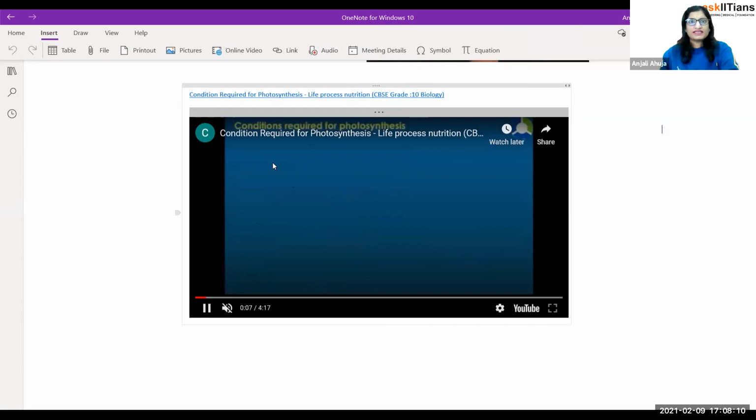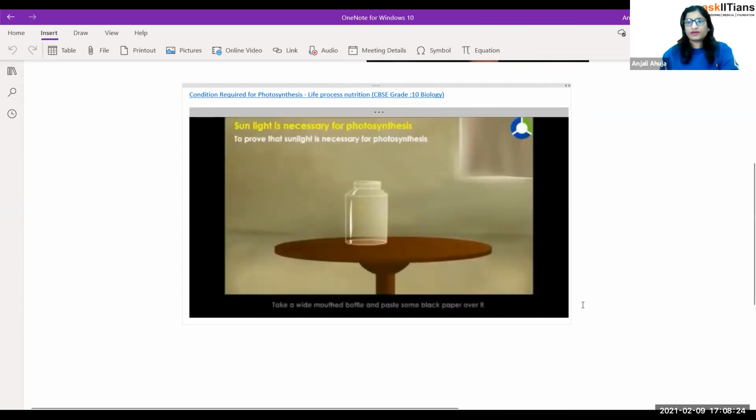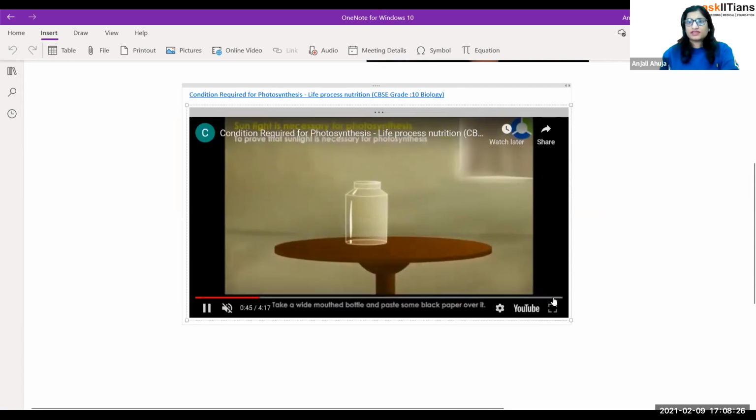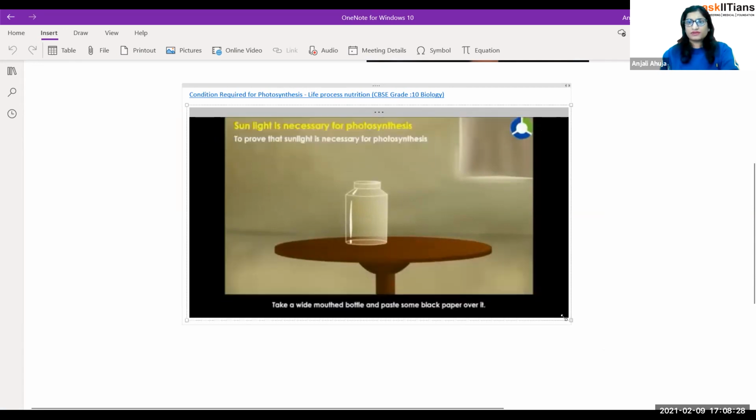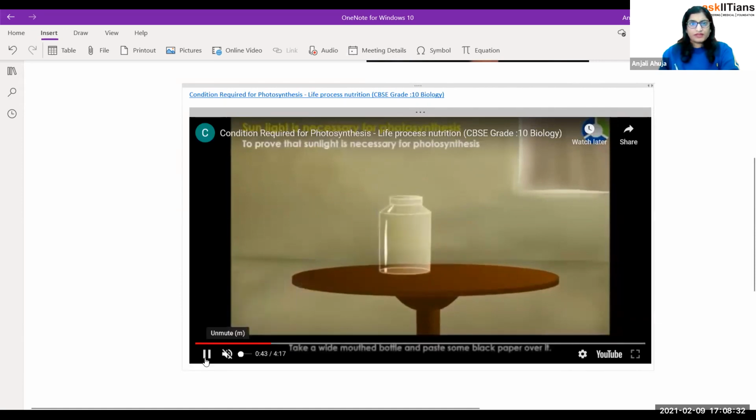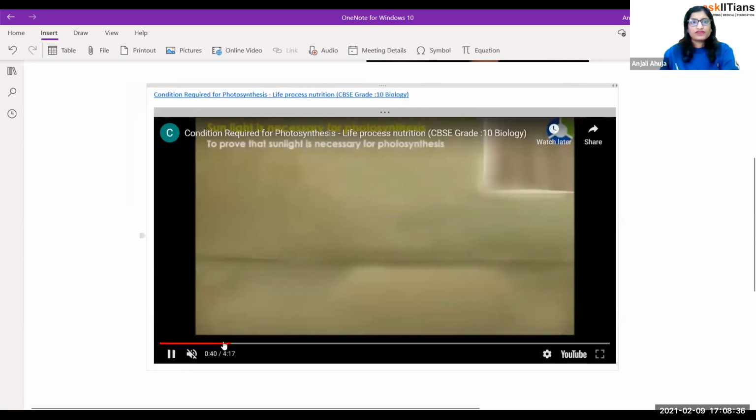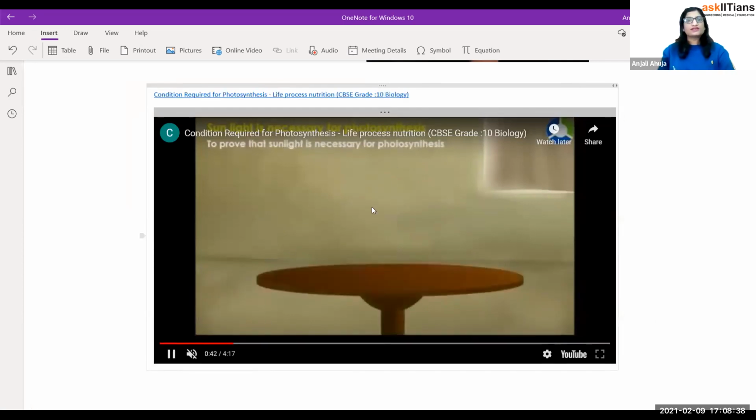The first thing, see, they are saying conditions required for photosynthesis. That topic we have covered in the last part, so I don't have to show you these things. Directly let's come to the experiment part. The first one is to prove that sunlight is very important. Let me increase the size of this video, and move back. I'll play this again. So the first thing they are proving is that sunlight is really very necessary.